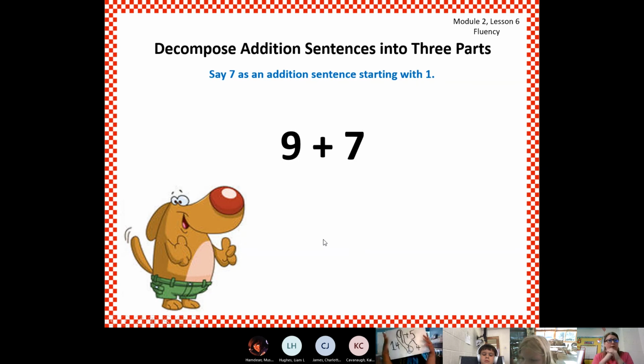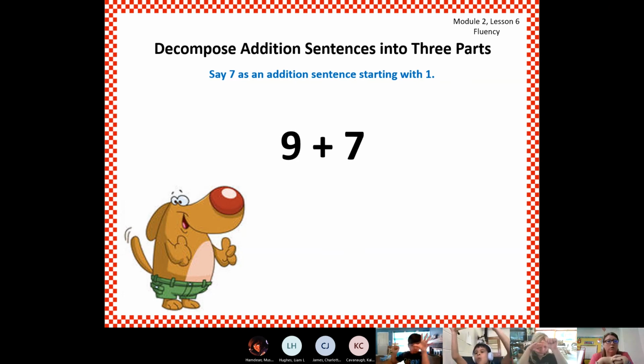All right, we're going to do one more. So put 9 plus 7. Now you're going to break apart the 7, and it's going to be 1 and what? Show me with your fingers. All right, good. 1 and 6.